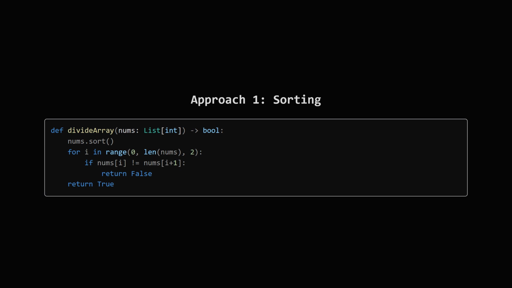Let's break down the code. First, we sort the nums array using nums.sort. This places identical numbers next to each other. Then we loop through the array, incrementing by 2 in each step, for i in range(0, len(nums), 2). Inside the loop, we check if nums[i] is not equal to nums[i+1]. If they are not equal, it means we cannot form a pair with equal elements, and we immediately return false. If the loop completes without finding any unequal pairs, it means all pairs are valid, and we return true.